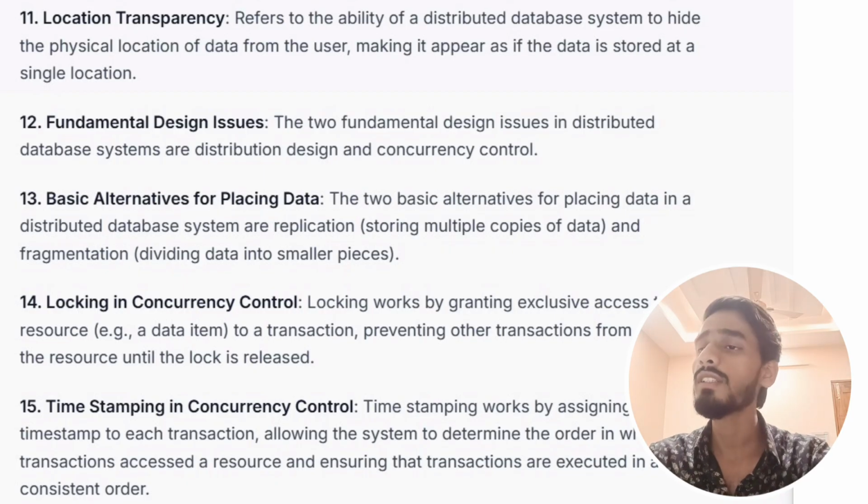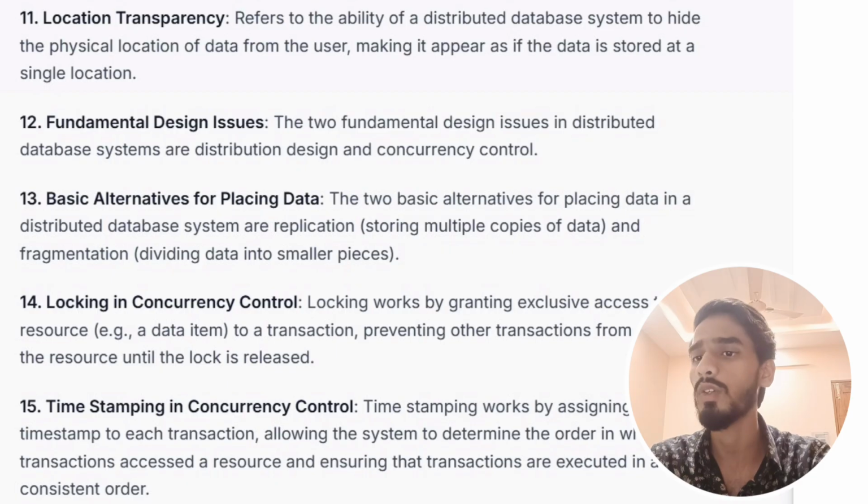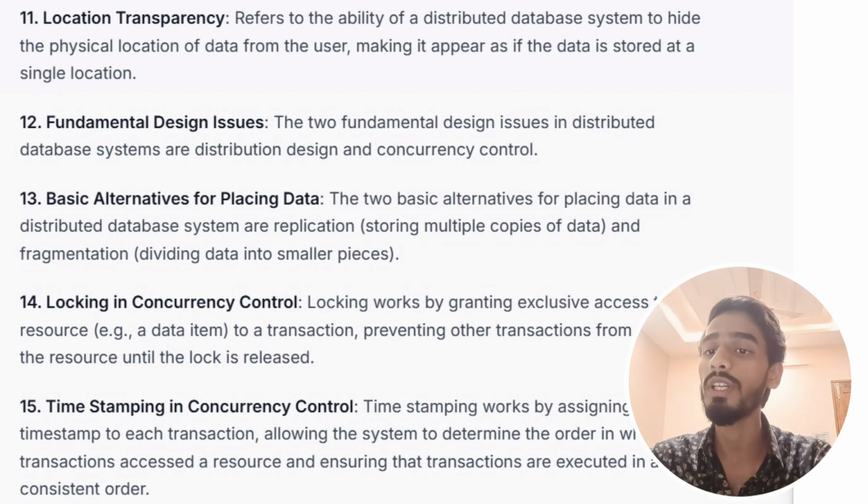Next, let us see how timestamping works in the context of concurrency control. Timestamping works by assigning a unique timestamp to each transaction, allowing the system to determine the order in which transactions accessed a resource, and ensuring that transactions are executed in a consistent order.